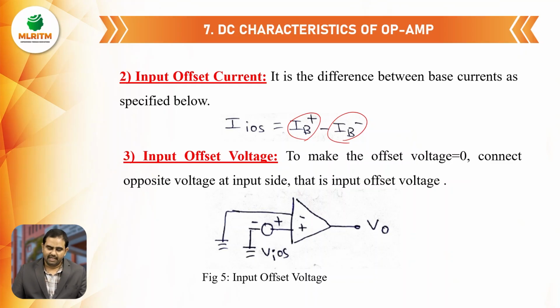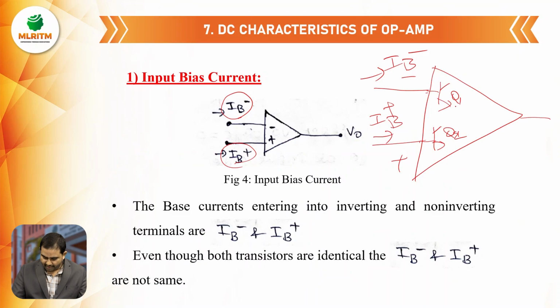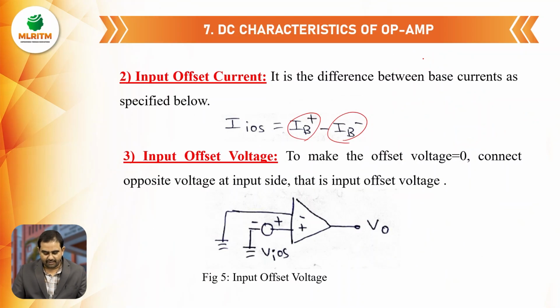But just now I told you, even though we are using the same kind of transistors, like NPN transistors, both Q1 and Q2, and both are made by the same manufacturing company, still the IB minus and IB plus values are different. Due to the difference in the values, we get these issues, the input offset current. Here also some compensation technique we have to apply, and we have to make the input offset current value 0.